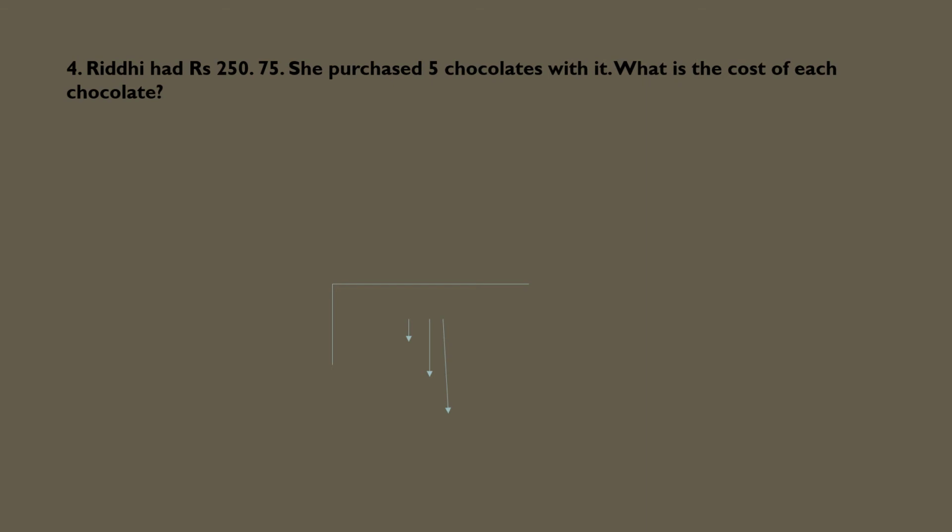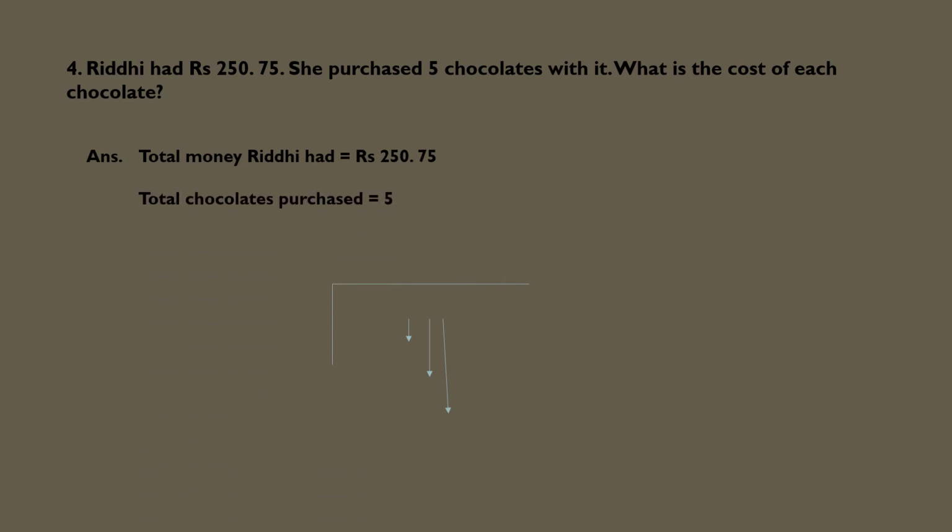It is just the vice versa of multiplication. There, the number of items was given and the cost of one item was given to you, and the cost of more items was asked. But here the total money is given, and the total number of items is given. You have to find out the cost of one item. Now what will you do? You will do the division.